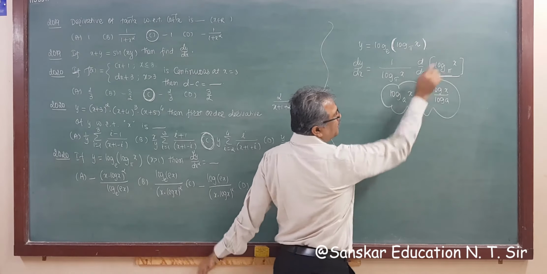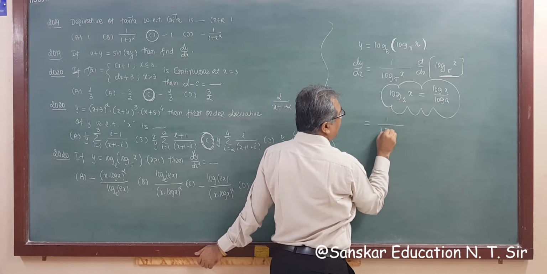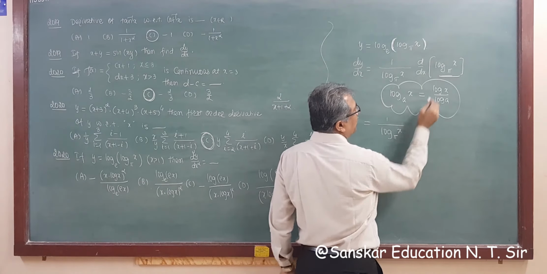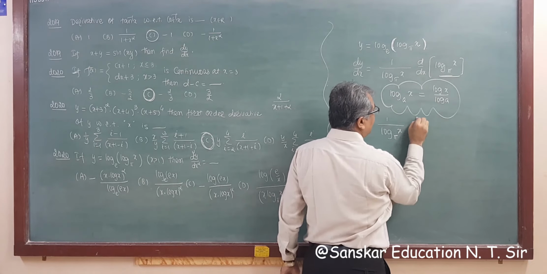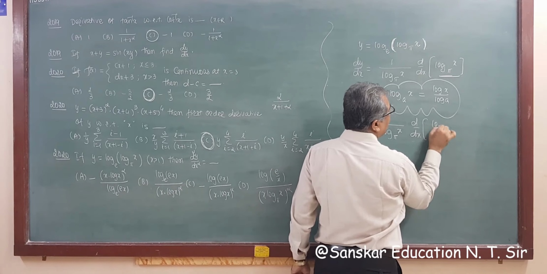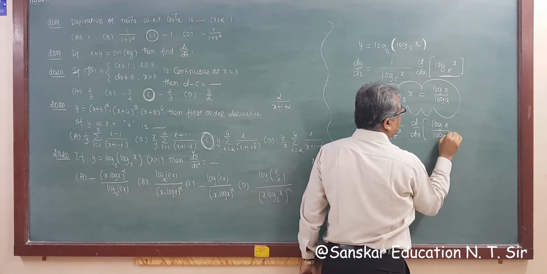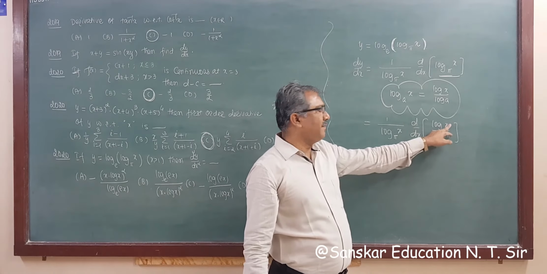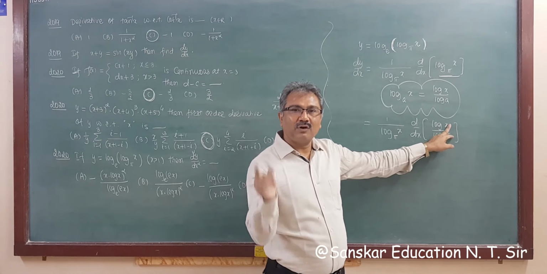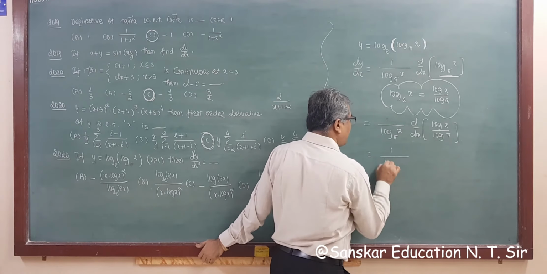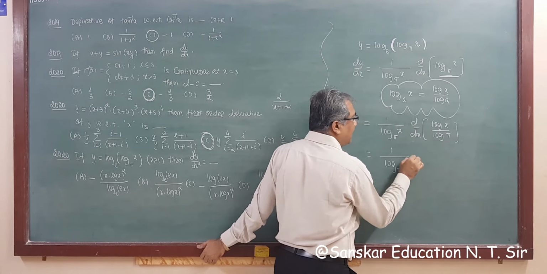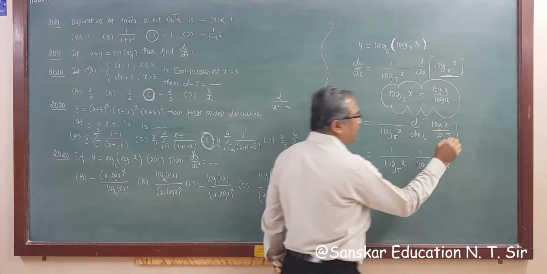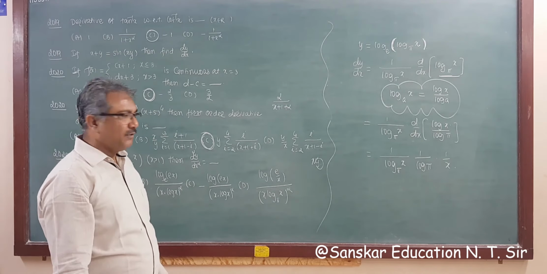So applying the change of base rule to this, what do we get? 1 upon log x base pi into d/dx of log x upon log pi. Now log pi is constant, so the derivative of log x is 1 upon x. So this is 1 upon log x base pi into 1 upon log pi, which is constant, and the derivative of log x is 1 upon x.